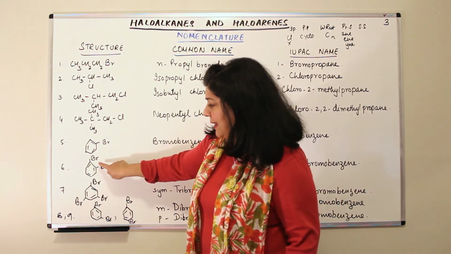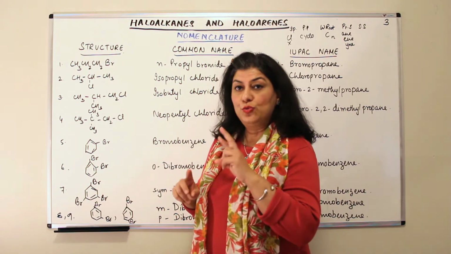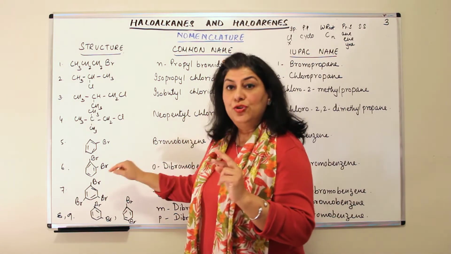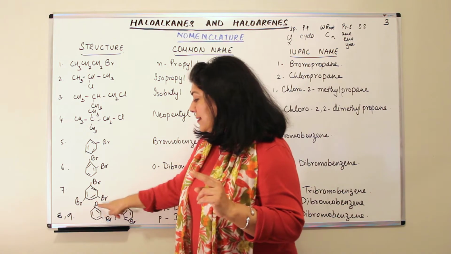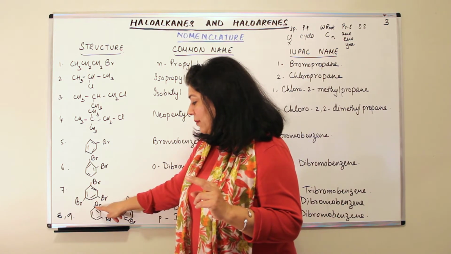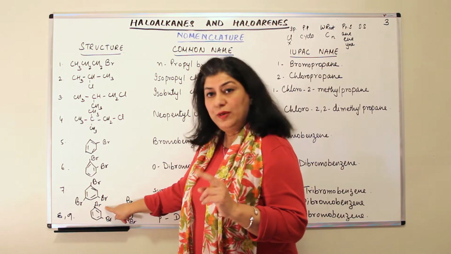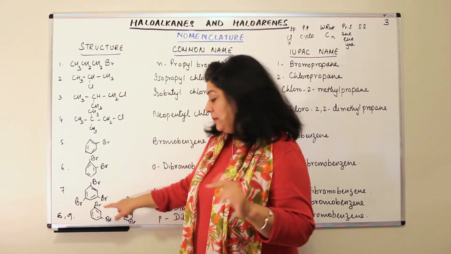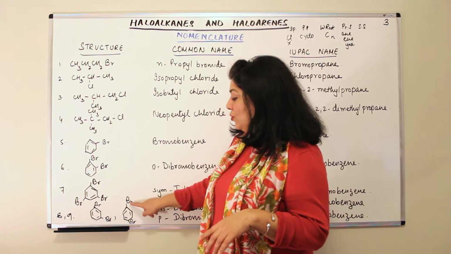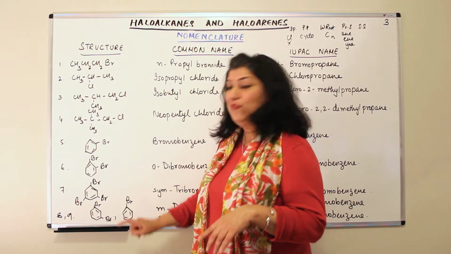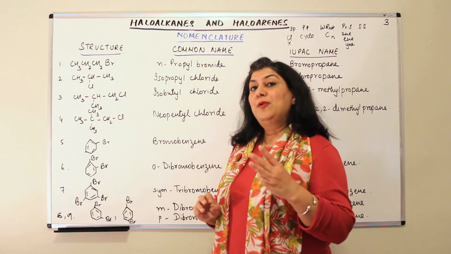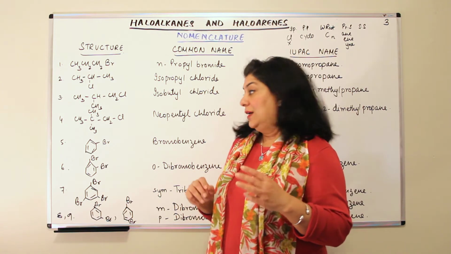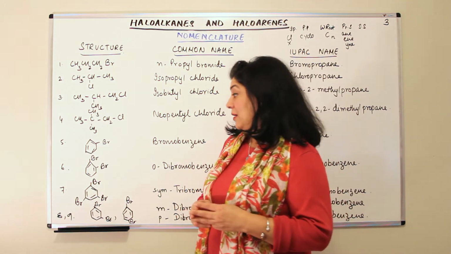So in 6, you have the 2 bromines attached to 2 adjacent carbon atoms, that is 1 and 2 position. In 8, you have bromine attached to carbon 1 and carbon 3. Carbon 2 is empty. So the locants are 1 and 3. And in this compound, you have the 2 bromines attached at 1 and 4 carbon. So there are 3 possibilities in the case of di-substituted benzene compounds.